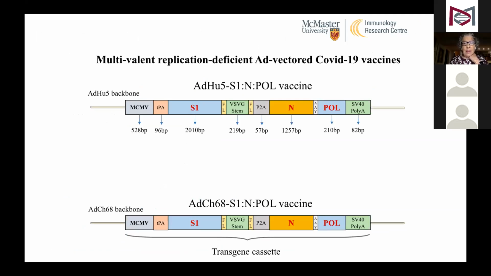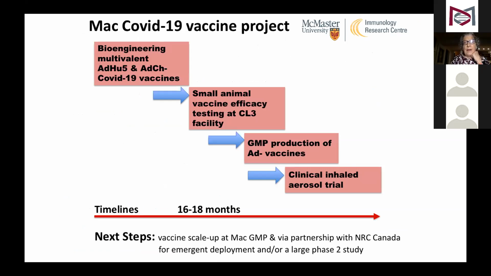This is just showing the Ad5 and the chimp, which is an Ad-chimp 68, again with the spike, nucleocapsid and polymerase. So I pointed out the fact that the first study we did in mice was in 2006. Here we are intending to have this study done in probably 18 months.